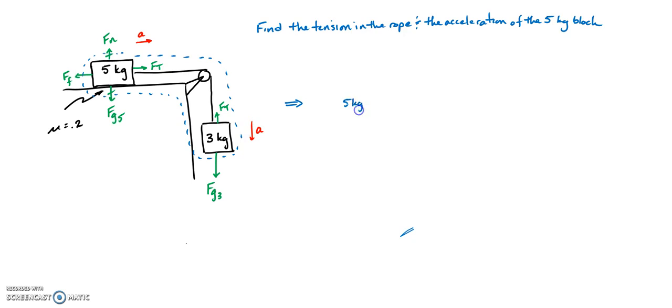So I've got my 5 kilogram block. This is going to look exactly the same as it did over there. So I'm just transposing some stuff. Fg on the 5, force of friction. I'm going to ignore tension because it's an internal force now. But I am going to keep the rope there just for visual purposes. So then there's my 3 kilogram block.